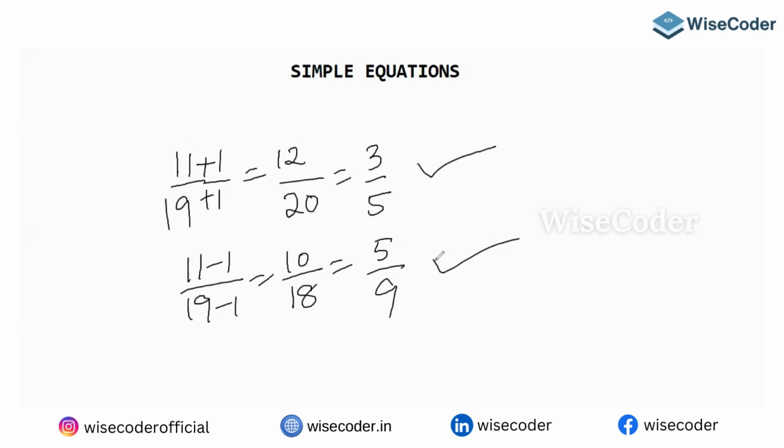5 by 9, 5 by 9. Yeah, that's what is happening here. Yes or no? So if you add 1, you will get 3 by 5. If you subtract 1, you will get 5 by 9. Yes, you are getting it? Yes.